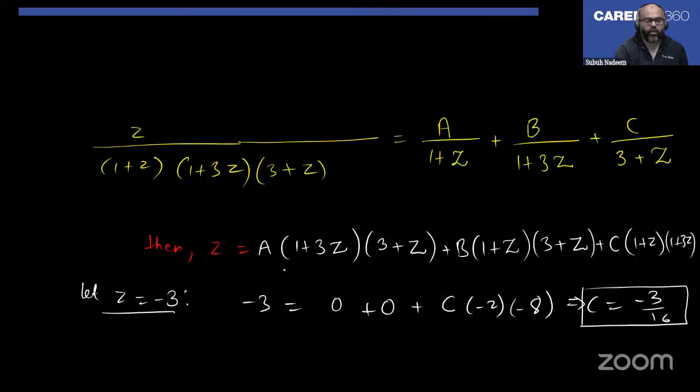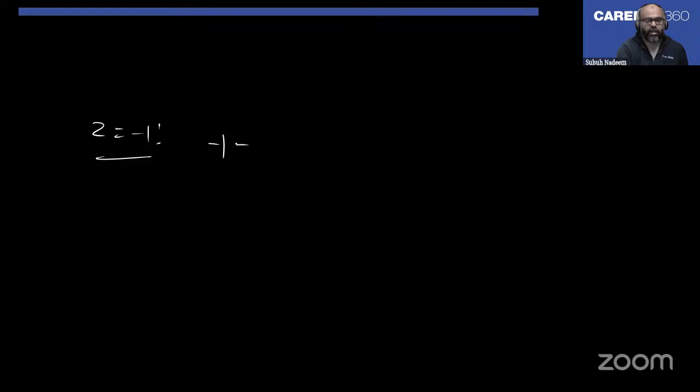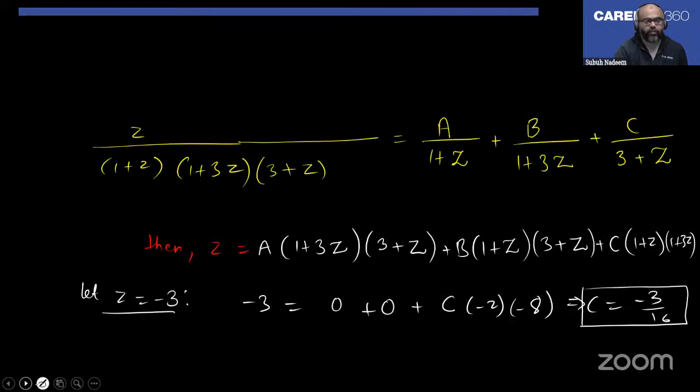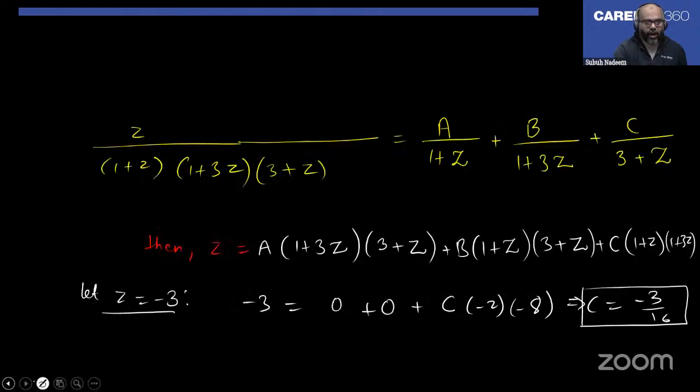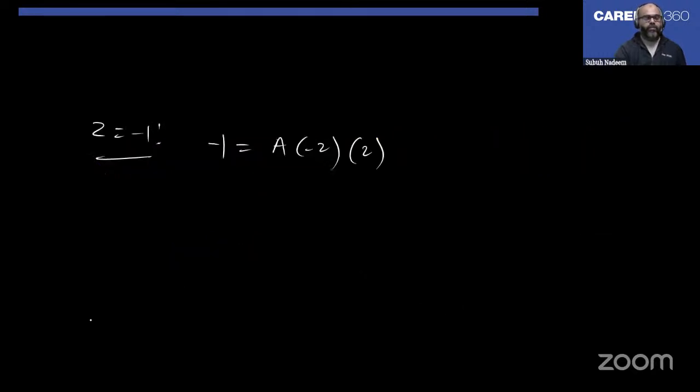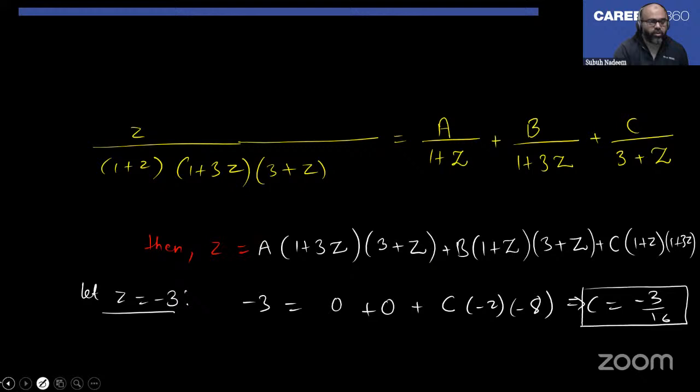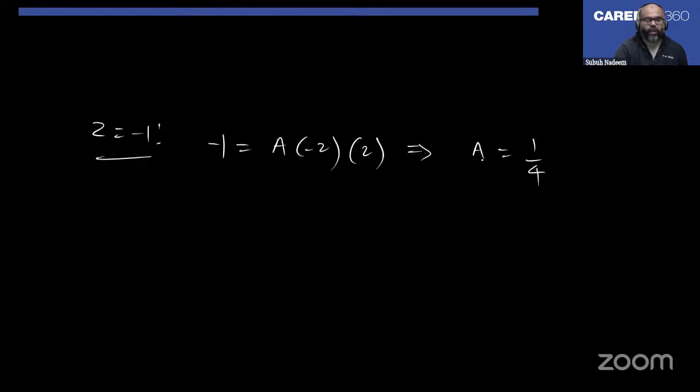Now let us put z is equal to minus 1. So when we put z is equal to minus 1, LHS will be minus 1 is equal to a into 1 plus 3z into 3 plus z. When we put z is equal to minus 1, this will become 1 minus 3, that is minus 2. And this will become 3 minus 1, 2. And second term will become 0. 1 plus z will become 0 here also and in the third term also. So this will mean that a is equal to 1 by 4. So if a is equal to 1 by 4, c is equal to minus 3 by 16.